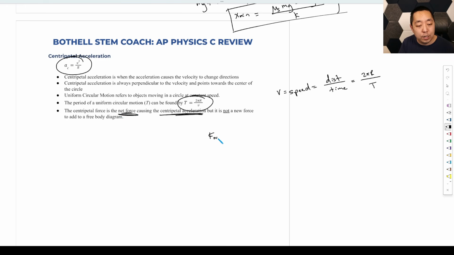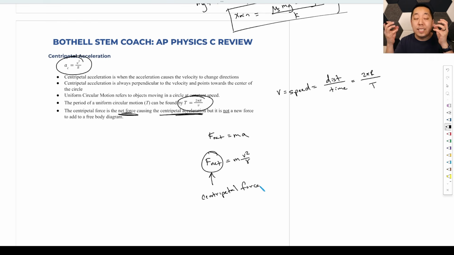So when we do F net equals ma, the centripetal force that's causing the mv squared over r, this whole thing, there's not a new force. This whole thing is called the centripetal force, right? The whole net force. Not just the part directed towards the center of the circle, the sum, the total force, right, that is directed towards the center of the circle.